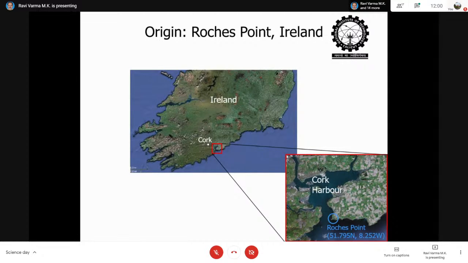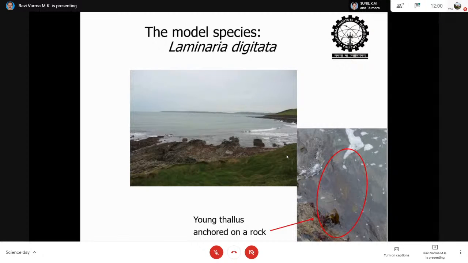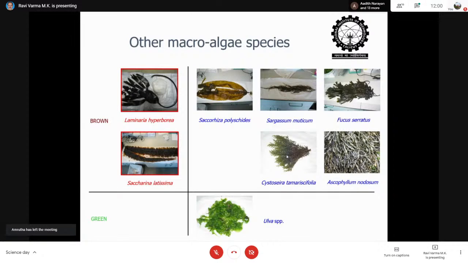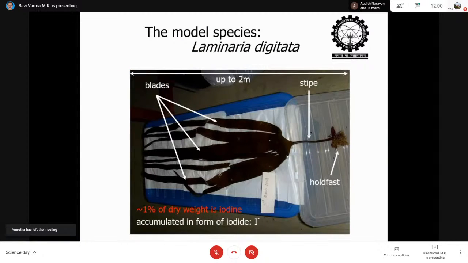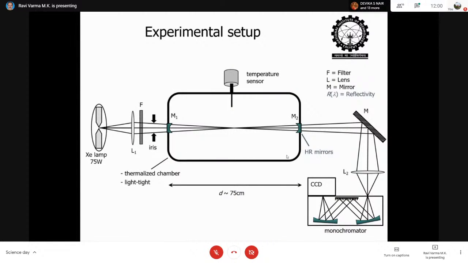We went and picked up some seaweeds, the plants, during the tide. When the tide comes, all the water rises and these plants come into the shore, and when the water retreats, they get stuck on the shore. So we picked a few of them and brought them to the lab. This is a seaweed, and 1% of its dry weight is iodine. So it's a lot of iodine content. That's why we picked the plant.